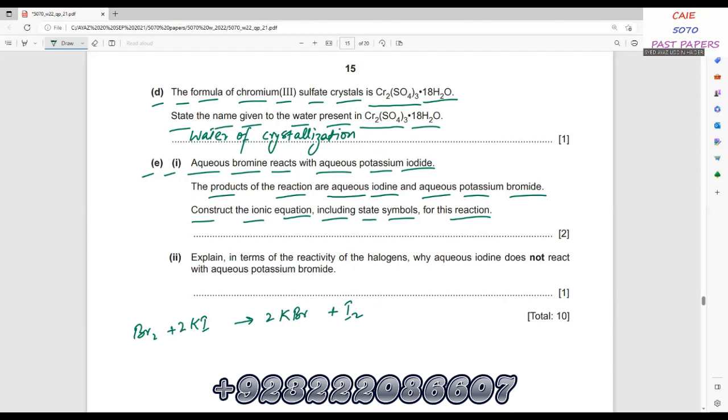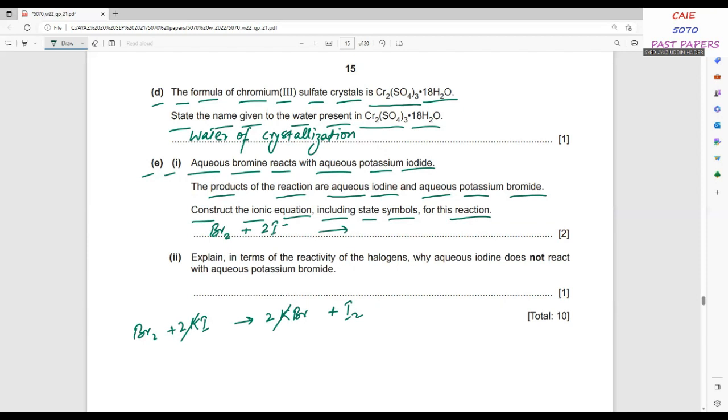What you'll do is remove the common ions from both sides of the equation. So the common ions will be cancelled out. We have potassium ion being the common. So we have Br2 plus I must carry a minus charge. So you write 2I minus gives, on the product side, Br must carry a minus charge, 2Br minus plus I2.